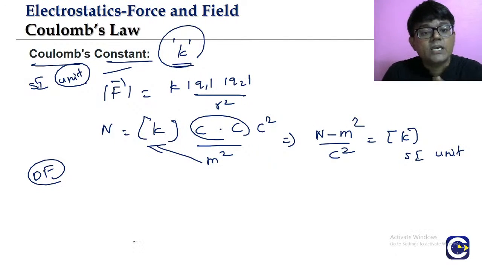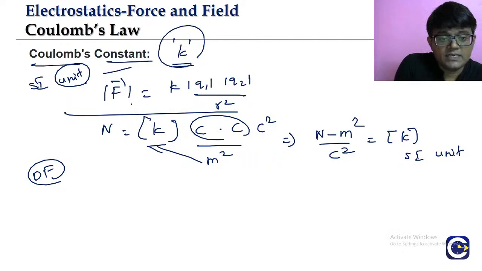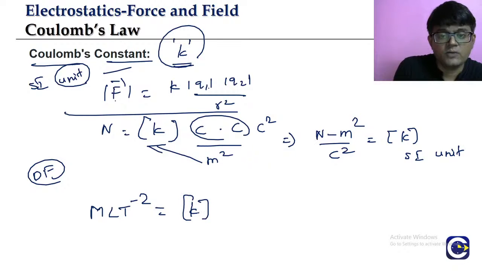And similarly, we can also find the dimensional formula. Same equation: the force magnitude between the two charges is equal to K into the product of the magnitudes of the charges, mod q1 into mod q2, divided by r square. The dimensional formula of force is M L T power minus 2, equal to K. We don't know K, we have to find it out. What is the dimensional formula of charge? Charge is equal to current into time, so A into T.